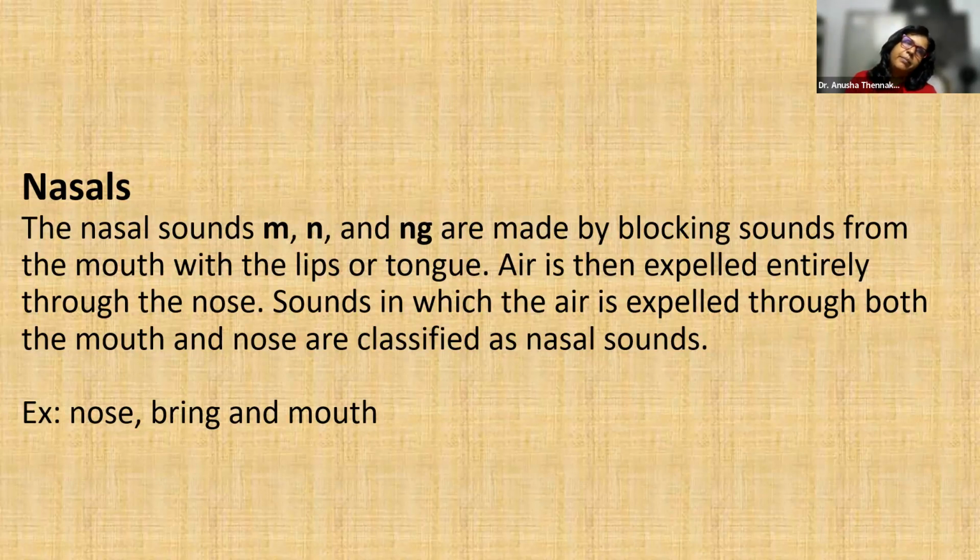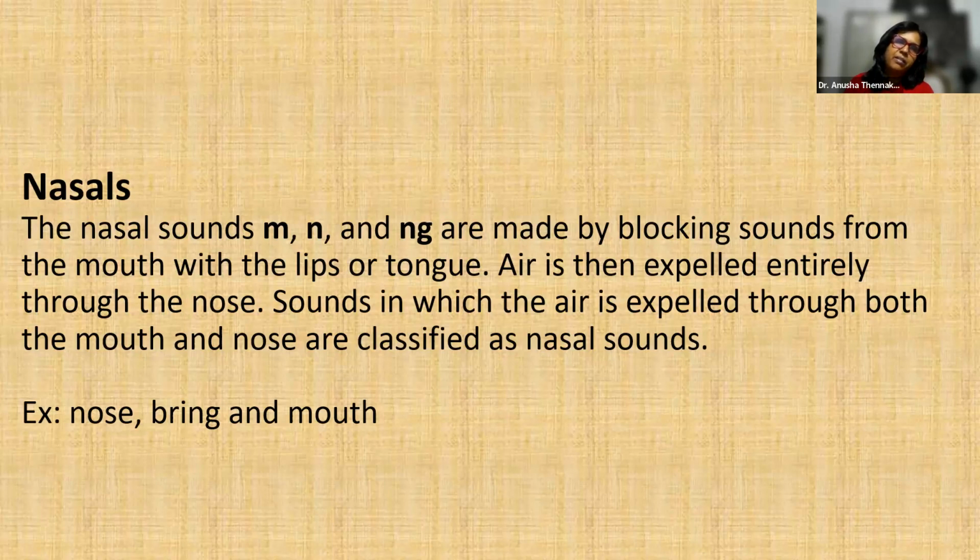In the nasals, the nasal sounds, there are 3 nasal sounds. You have to have short notes. I am telling once again, because this subject contains lots of information, lots of different points. The famous 3 nasal sounds in the English language are ma, na, ng. These are the 3 nasal sounds. And they are made by blocking sounds from the mouth with the lips or tongue. Air is then expelled entirely through the nose.